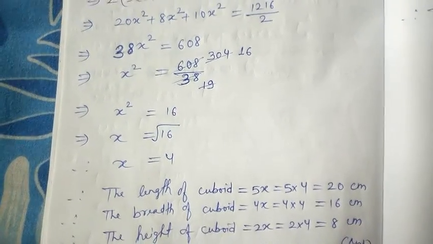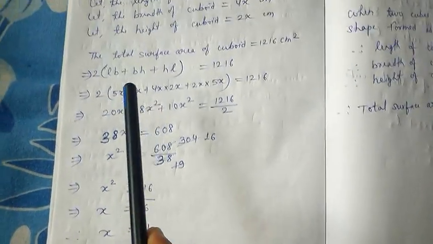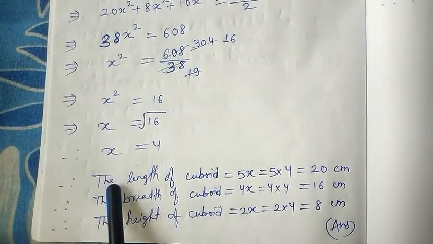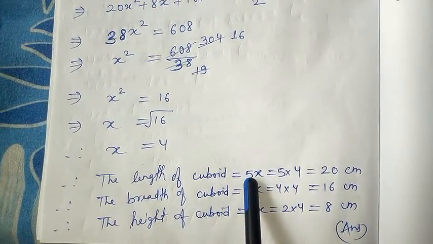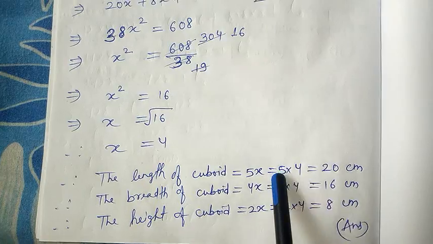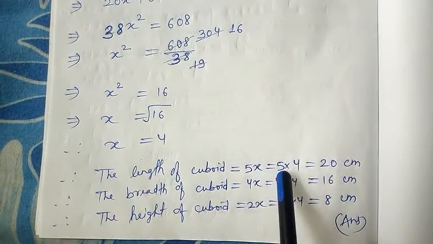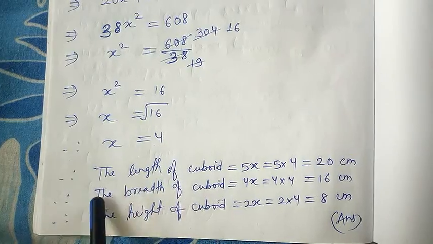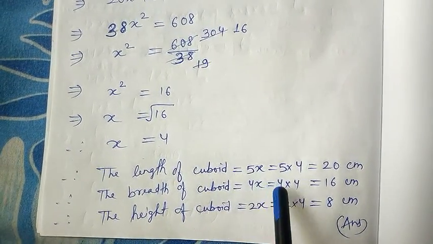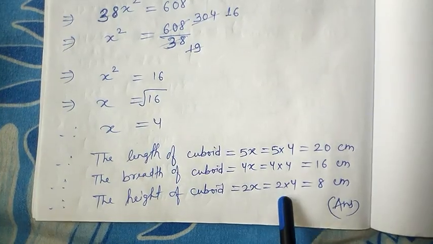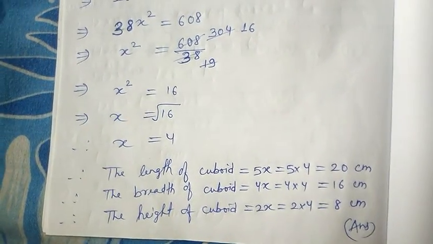Now I will get the actual length, breadth and height. So the length of the cuboid is 5x, therefore the length of cuboid is 5x, equal to 5 into 4, that is in place of x I am putting 4. So 5 into 4 is 20 centimeter. The breadth of the cuboid is 4x, 4 into 4 is 16 centimeter. The height of the cuboid is 2x, equal to 2 into 4, that is 8 centimeter.